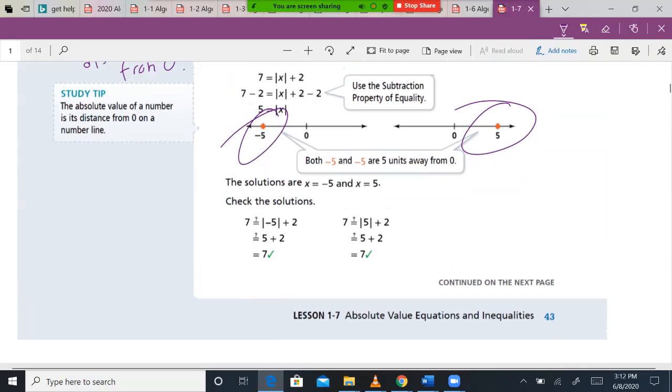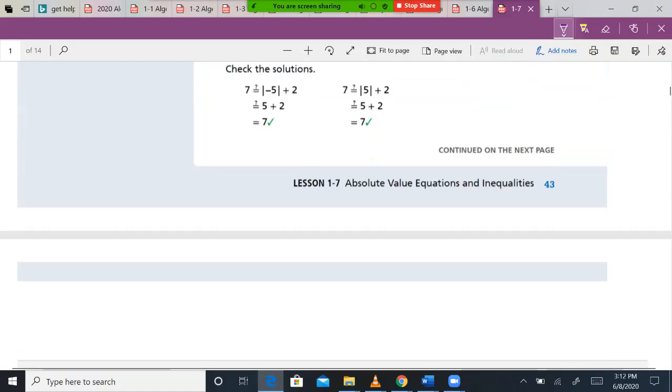Let's actually go back to this because I forgot to do the try it piece. Oh, never mind. There is no try it piece for this one. Okay.